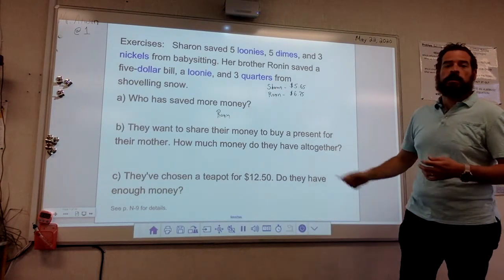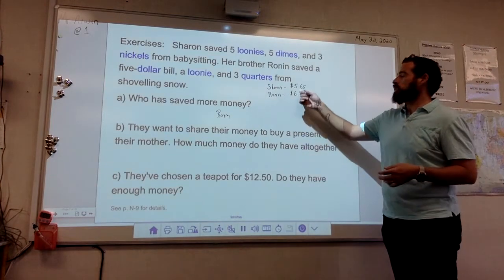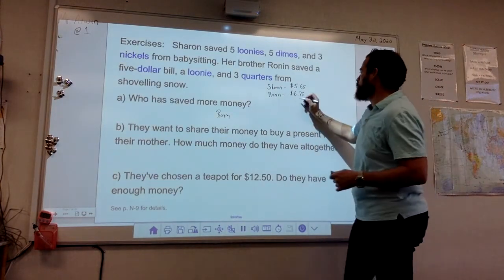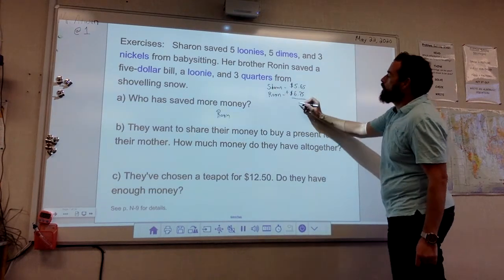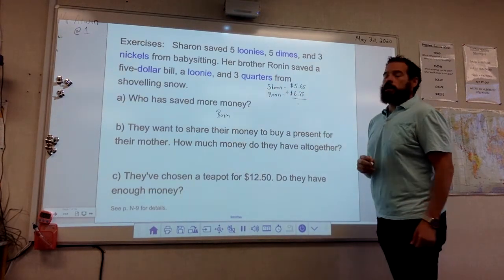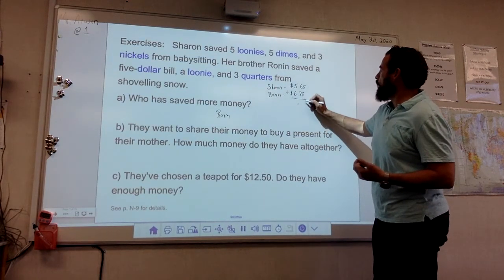That word right there, all together, is key, telling us that we need a total. I've already lined these up nicely, so I can just go ahead and add those because I'm getting a total. I'll put my decimal point down here just so I already have it, so we're ready to go.